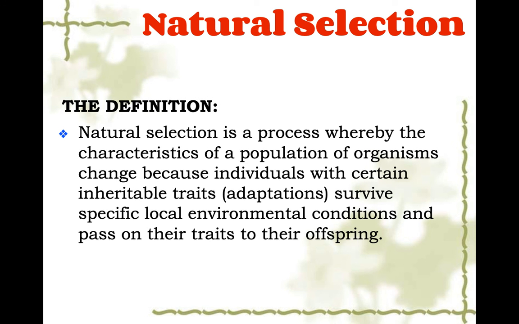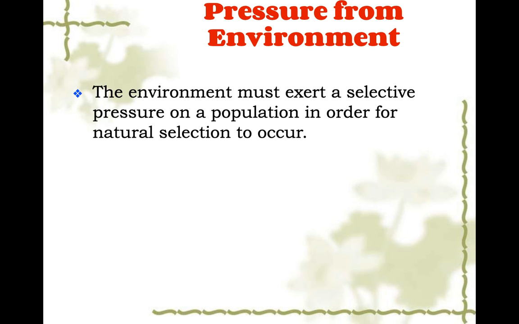So that was inheritable, right? The traits have to be able to be passed on to offspring. Then the last one we're going to focus in on is environmental. So we've got specific local environmental conditions. In order for natural selection to occur, the environment must be exerting a selective pressure.